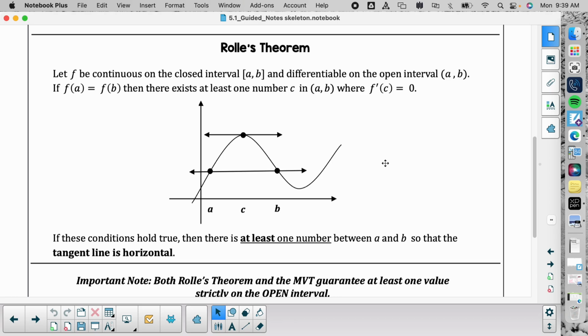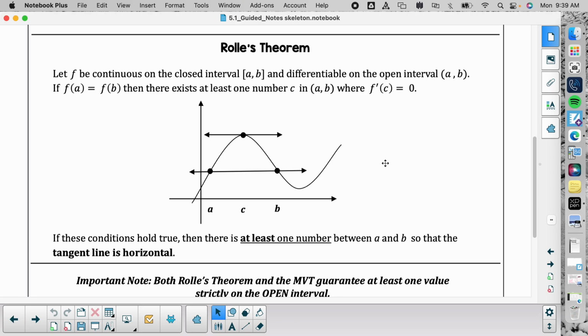So Rolle's theorem, I'm not entirely sure why they decided to make this a separate theorem. I've never understood why they made it its own theorem.